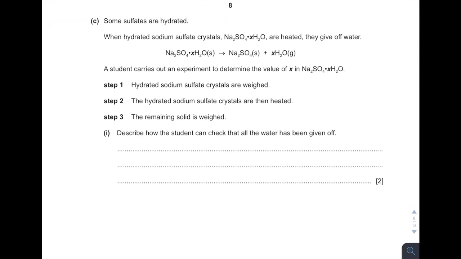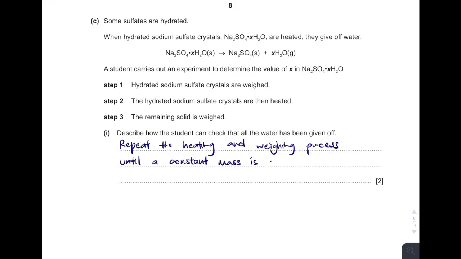Given with this, a student carries out an experiment to determine the value of X in this hydrated compound. Describe how the student can check that all the water has been given off. So how do you know there is no more water left in the compound? 2 marks. First, we have to repeat the heating and weighing process until a constant mass is obtained.